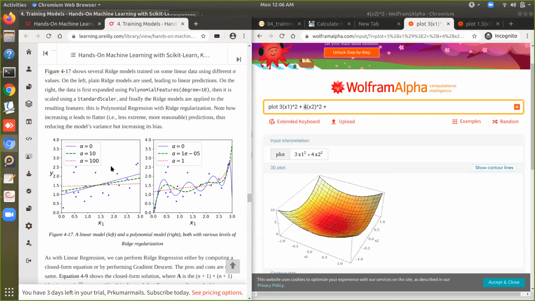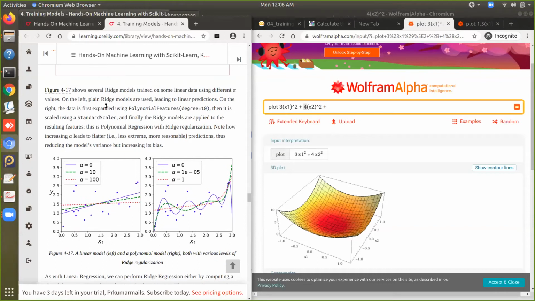In the left side, the plain ridge models are used, that is only the linear one, where the alpha value is experimented with 0, 10 and 100. On the right side, the alpha values are 0, 10 power minus 5 and 1. So this is the plain linear regression model, and this is the linear regression model with polynomial features.